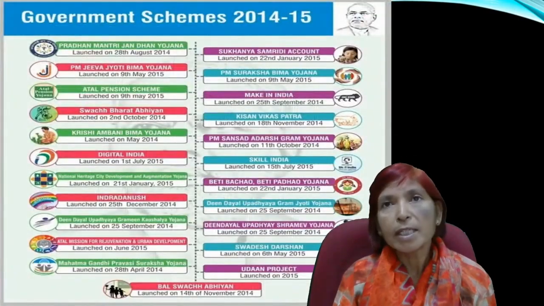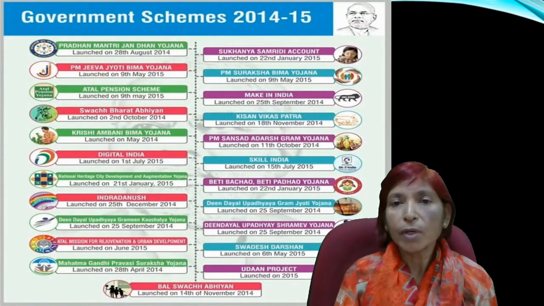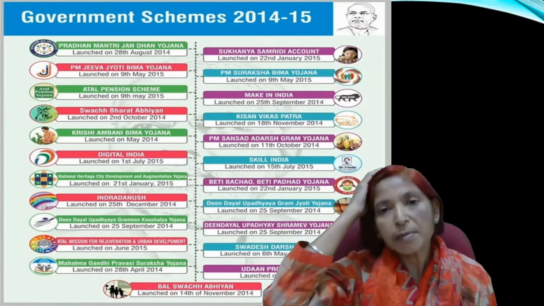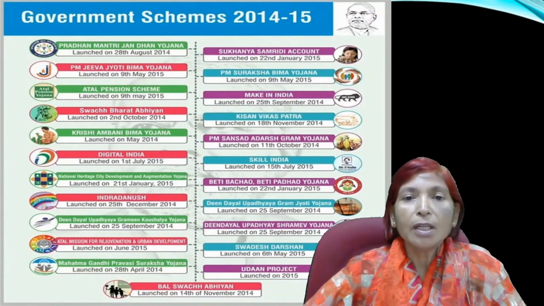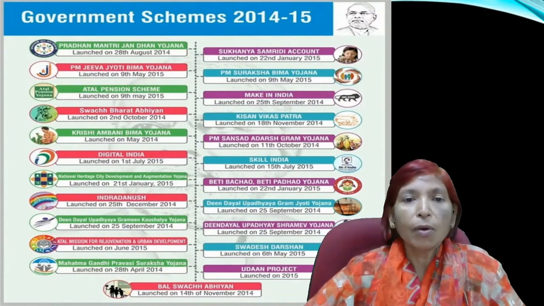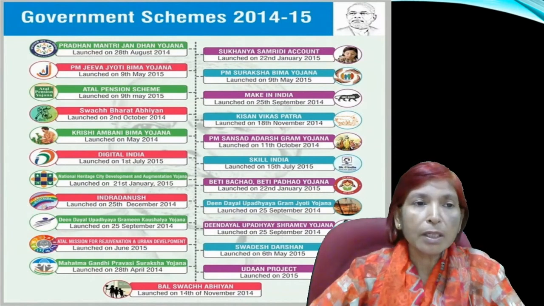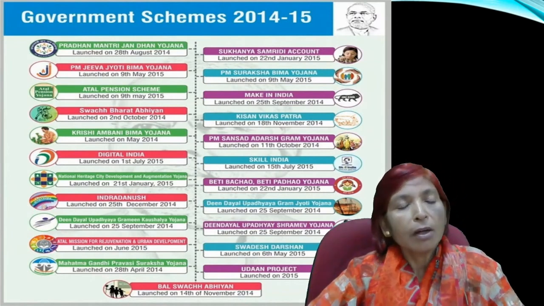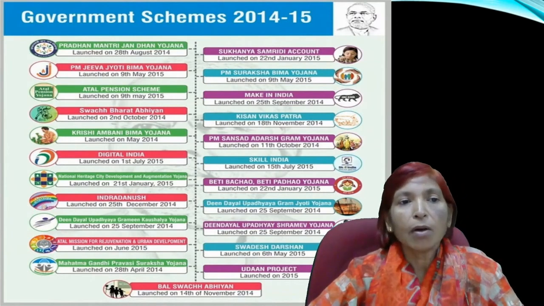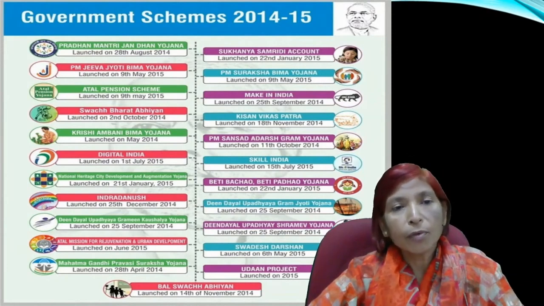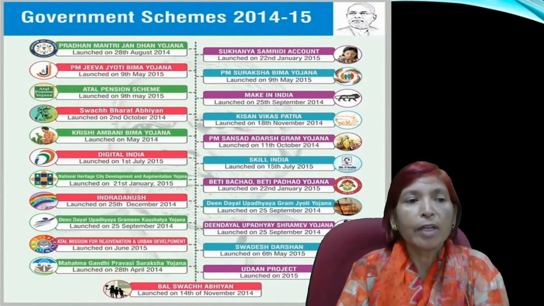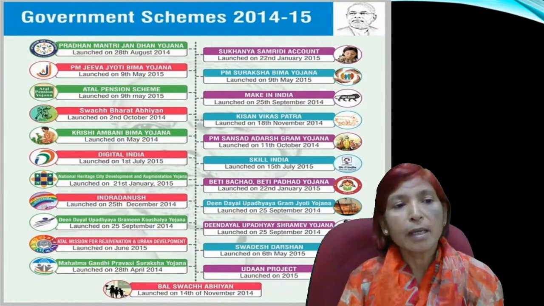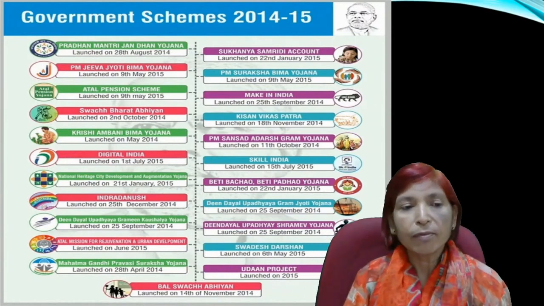Next is government schemes. In 2014-15, what are the various government schemes launched by the government of India for the welfare of the whole society or whole country's people, like Pradhan Mantri Jan Dhan Yojana. It was launched by the government on 28th August 2014. PM Jeevan Jyoti Bima Yojana was launched on 9th May 2015, and Atal Pension Scheme was launched on 9th May 2015.